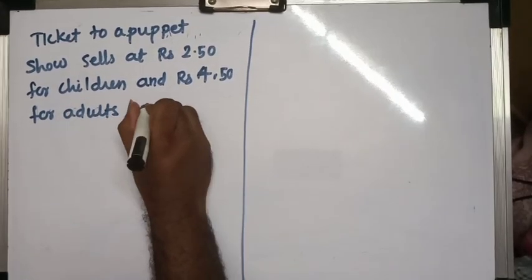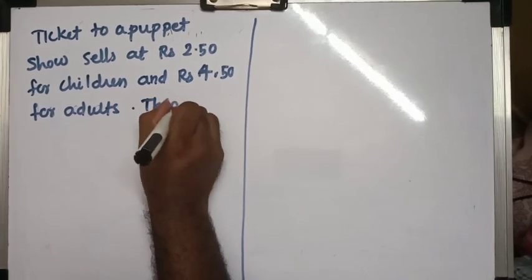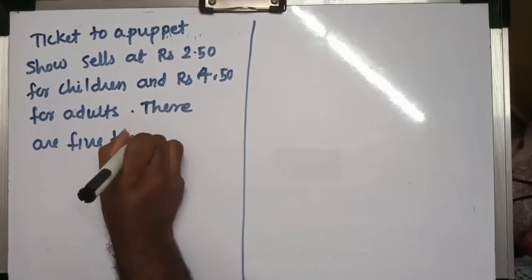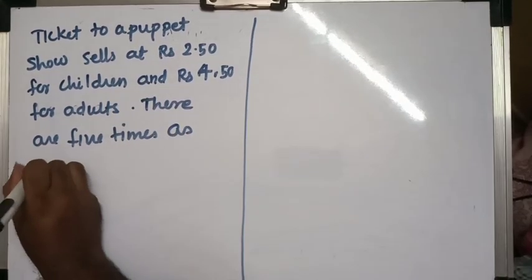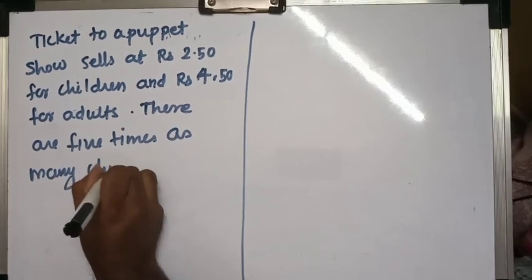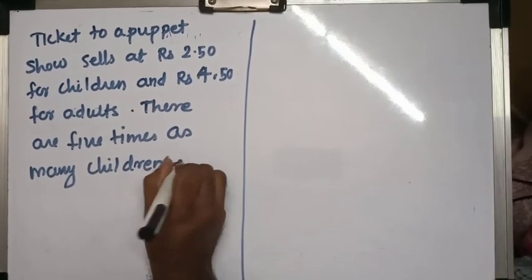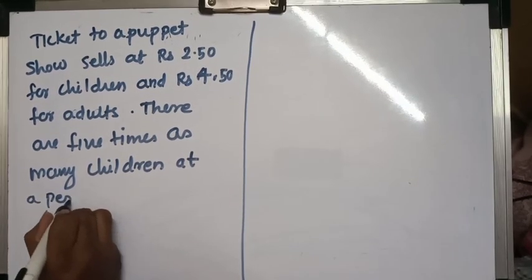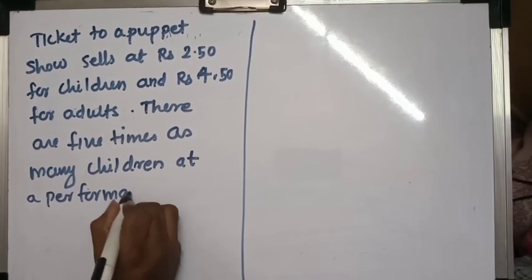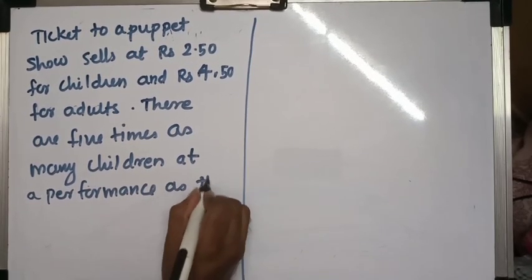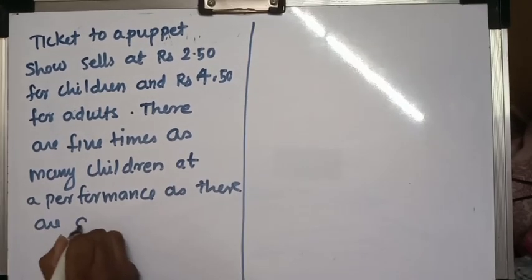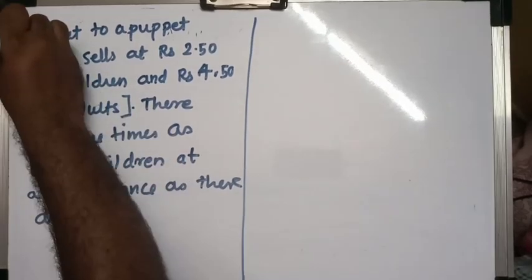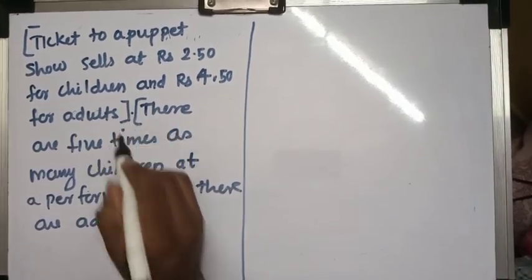Okay, and there is a condition given to you ki there are 5 times as many children at a performance as there are adults. So yahan pe the sum is divided into this part. This is one part and the second part is this. Okay?